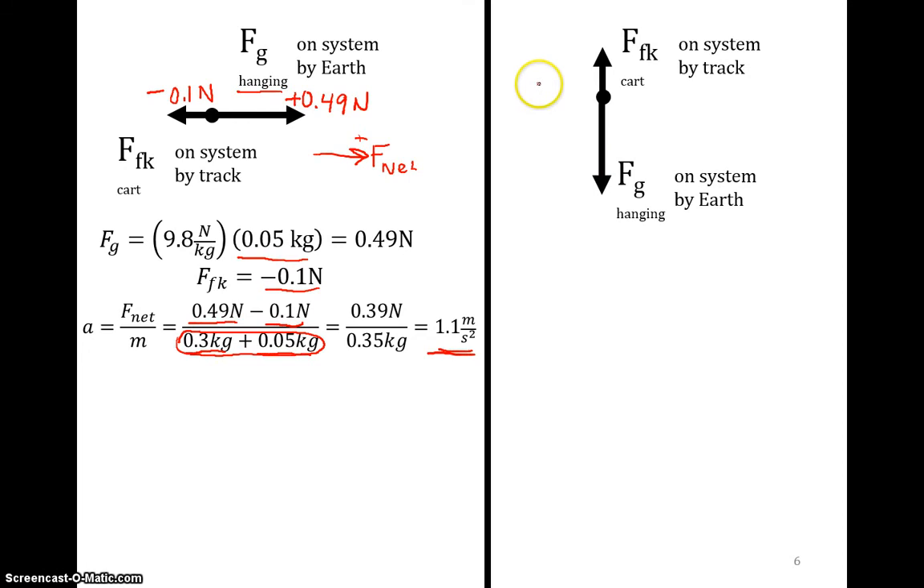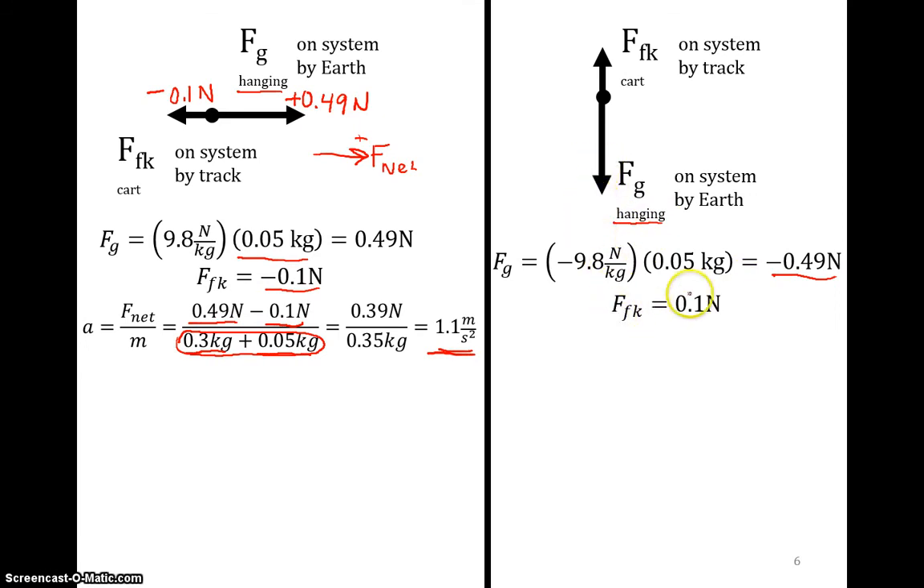Now let's do the same thing over again, but with this other view of the system, this vertical view of the system. Same thing as before. Fg, but it's going to be negative 0.49 newtons. I only want the Fg on the hanging mass, and it's negative because it's going down. Fk is 0.1 newtons. In my force diagram, it is going up, so it's positive. It's opposing the Fg, so it has to have the opposite sign.